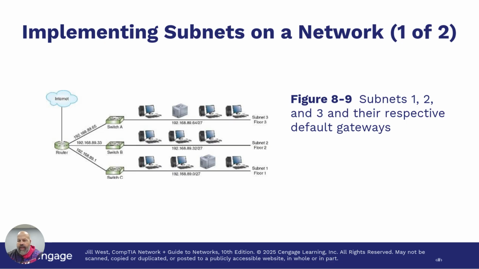So let's see this in action. Here we have a router connected to the internet and 3 switches, each serving a different floor with its own subnet. Each subnet gets its own default gateway. That's the router interface that connects to that particular subnet. Subnet 1 uses 192.168.89.0/27.